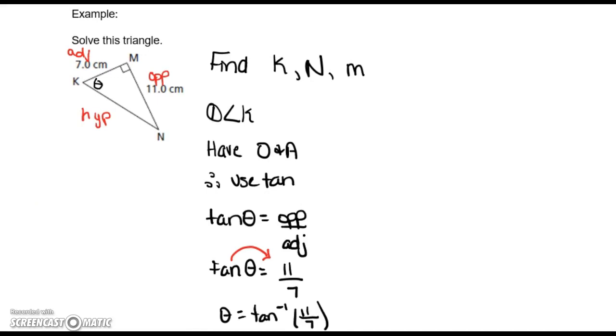So now I need to find angle N. What I need to do is go back and erase everything that I labeled before, because if you remember what I said in my previous videos, your sides that are opposite and adjacent depend on where your angle is. So now I'm going to label N as theta instead.